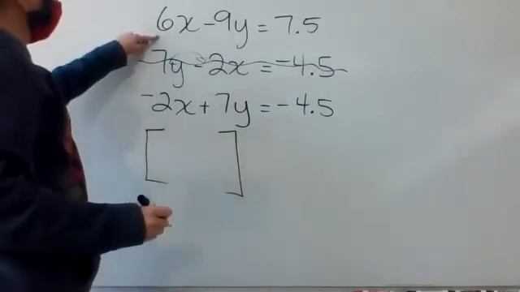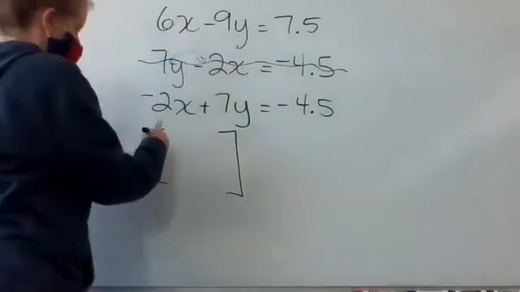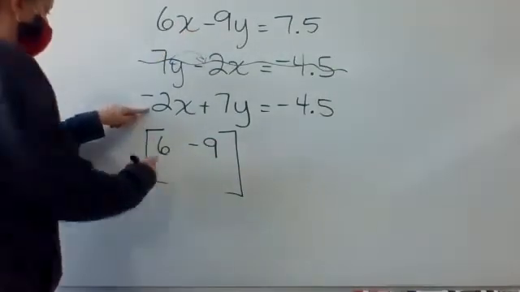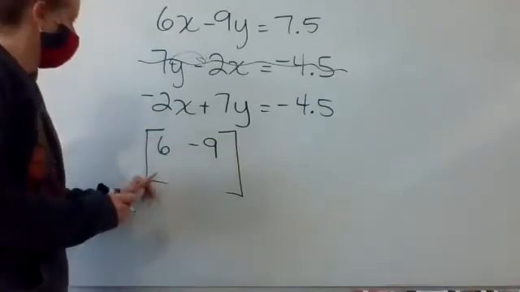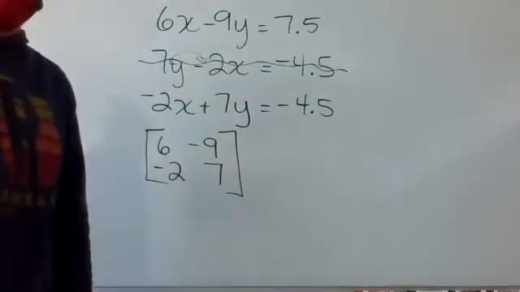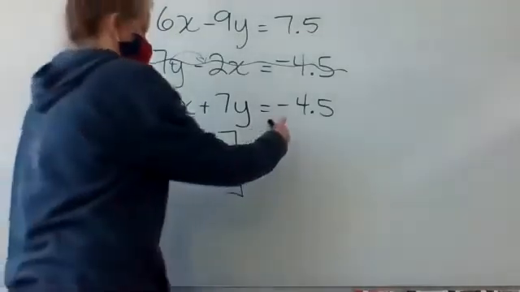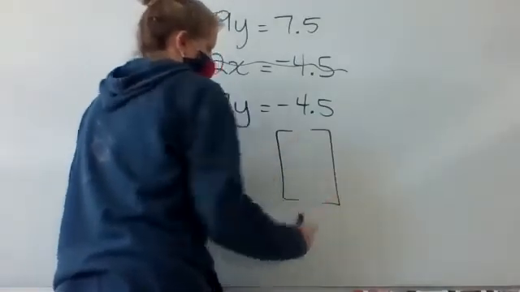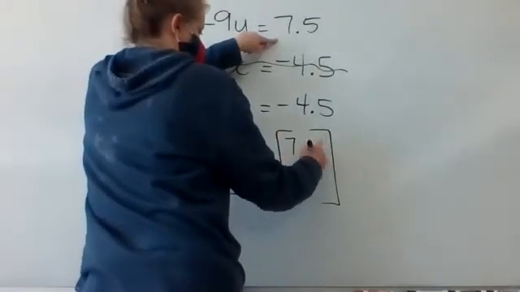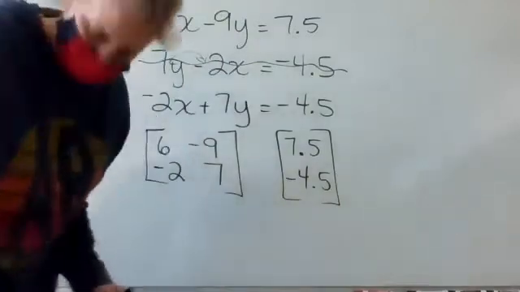So let's see, my matrix A is going to be 6, negative 9. The bottom of this matrix A will be negative 2, 7. And then my other matrix will be 7.5 and negative 4.5.